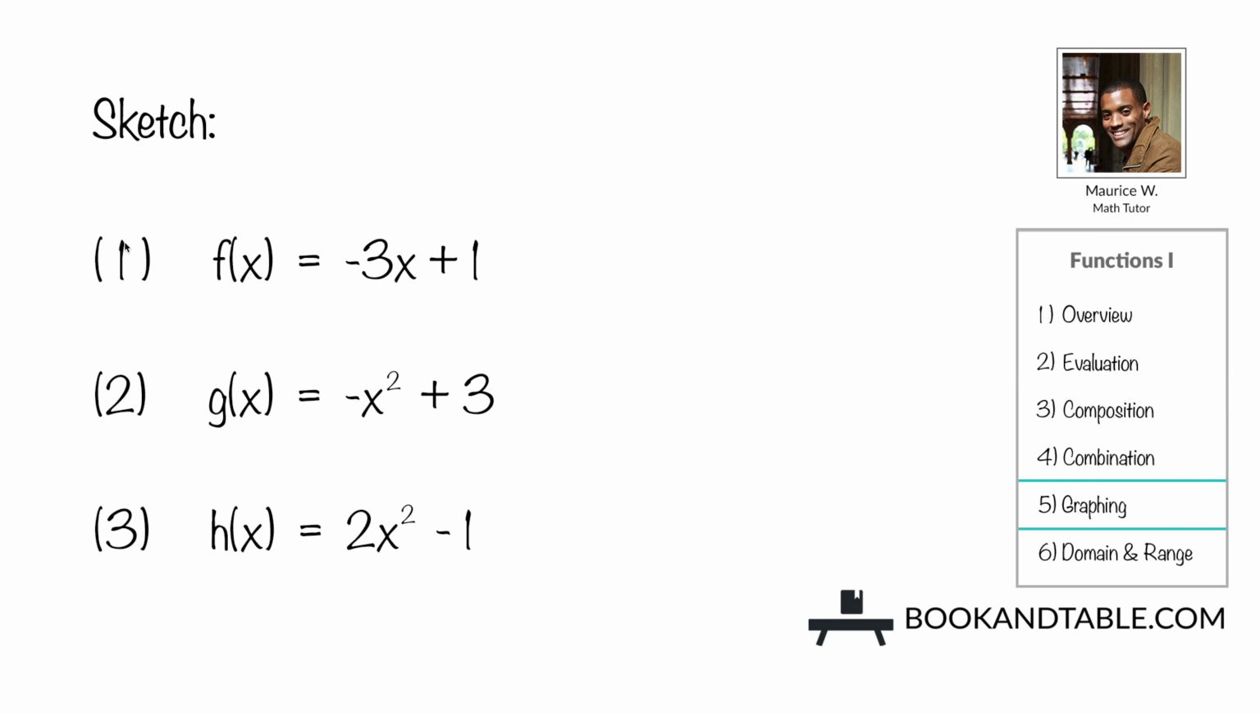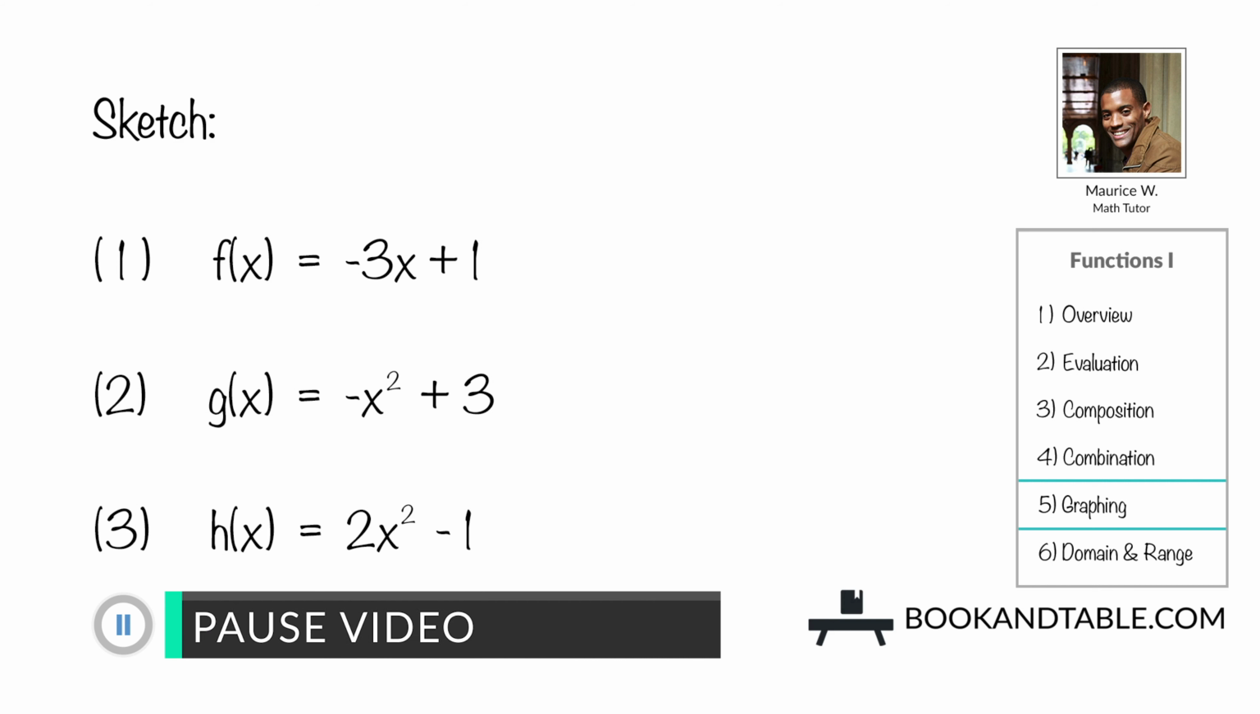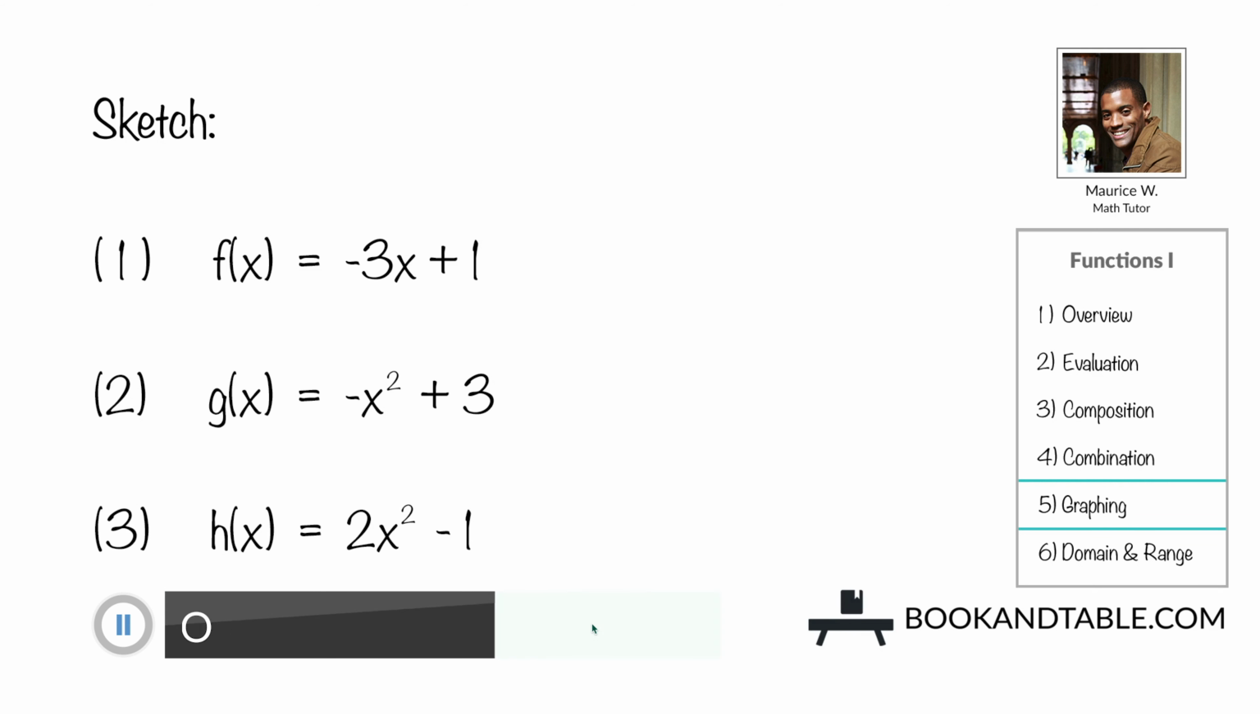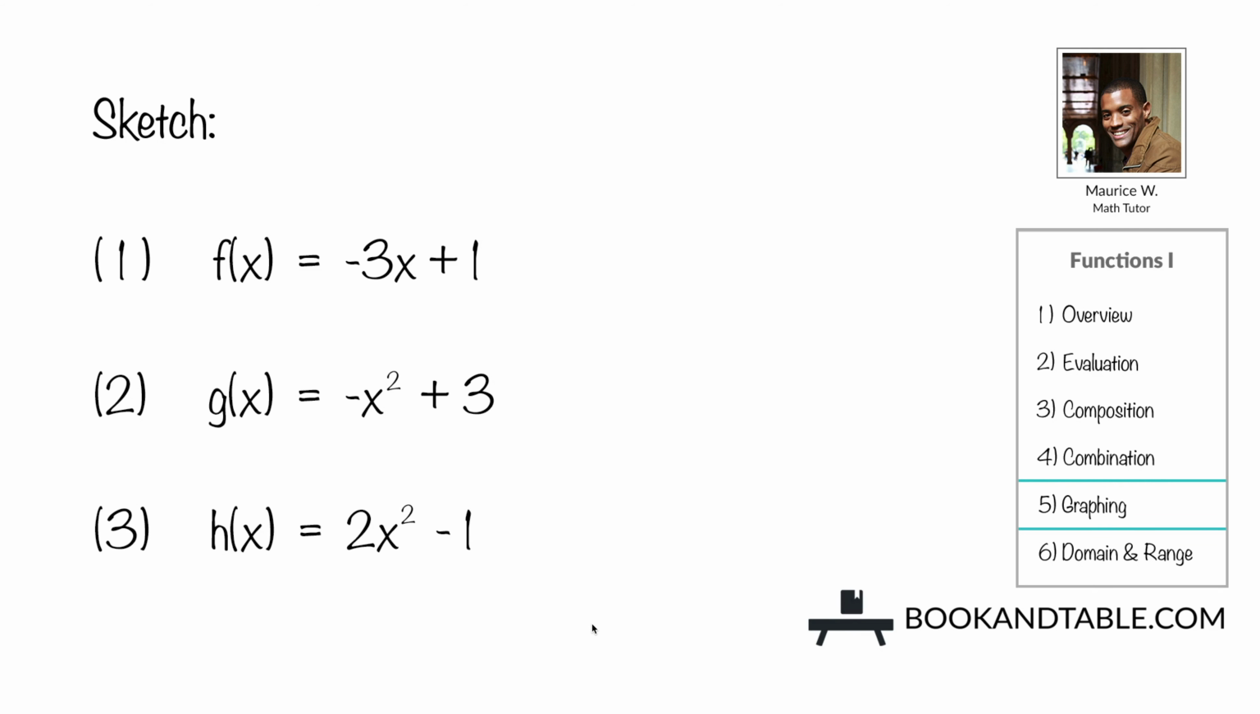Question number 1, sketch f of x is equal to -3x plus 1. Question number 2, sketch g of x is equal to -x squared plus 3. Question number 3, sketch h of x is equal to 2x squared minus 1. Pause the video, answer these questions, and then press play when you are ready to begin.